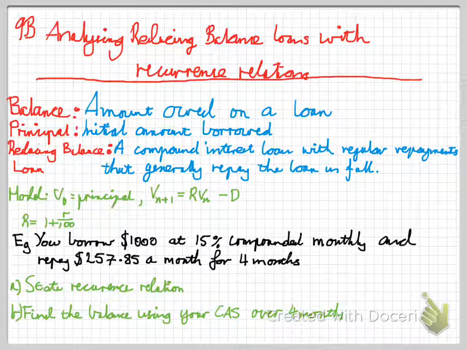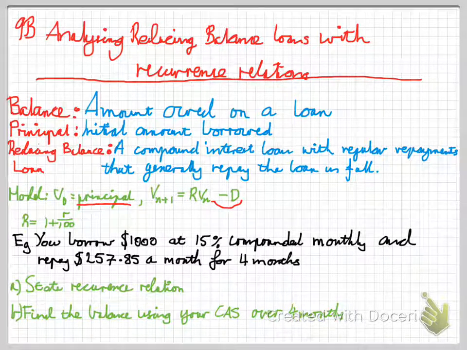Our model for this is pretty much identical to what we saw in combining geometric growth and decay, and that's looking at V0 as the initial sum or the initial quantity. In this instance, V0 is our principal, okay, and then our recurrence relation is R times Vn minus D, where D is the amount that we pay off the loan every month, quarter, week, whatever it might be. R is the rate.